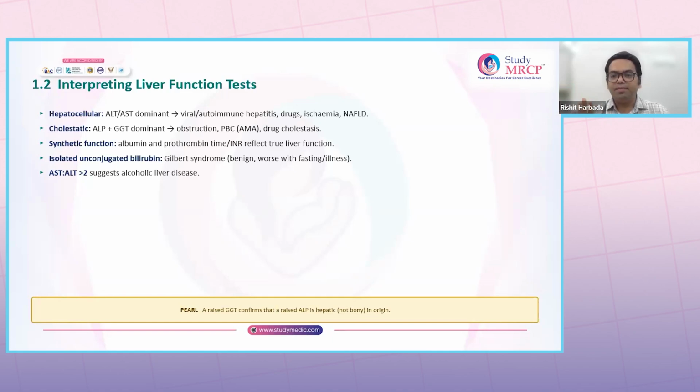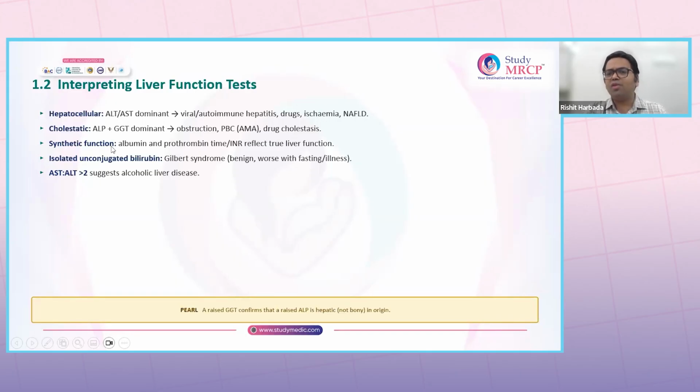Whereas only GGTP without ALP is again not very sensitive. So for cholestasis, you have to do both. If ALP and GGTP are both dominant, always think in terms of obstruction, which can be primary biliary cirrhosis, an autoimmune disease, or drug-induced cholestasis.